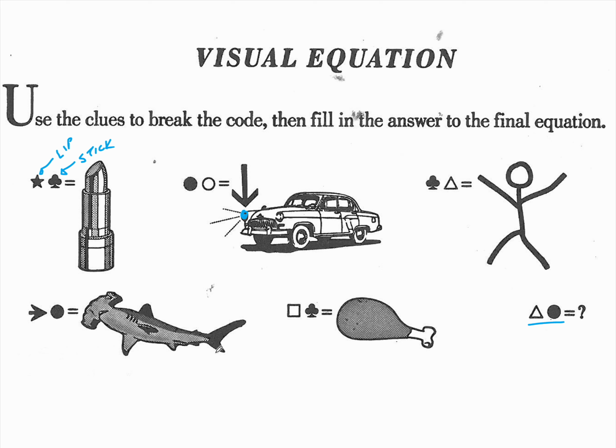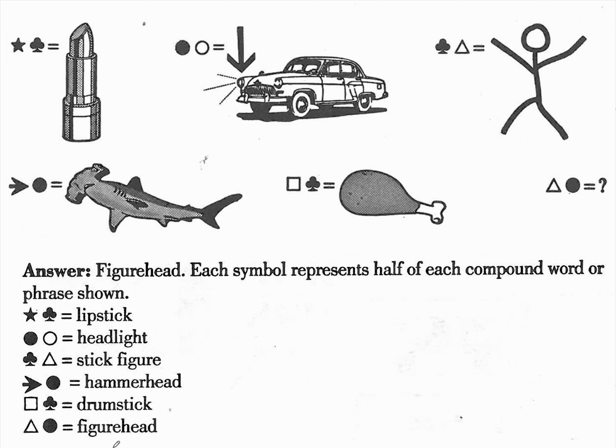I'll give the answer if you want to pause the video. In 3, 2, 1. The answer for the one that we're looking for was figurehead. You might say, wait, how does triangle mean figure? Triangle in this case, that's supposed to be a stick figure over here. And you had headlight up here. And so figurehead.